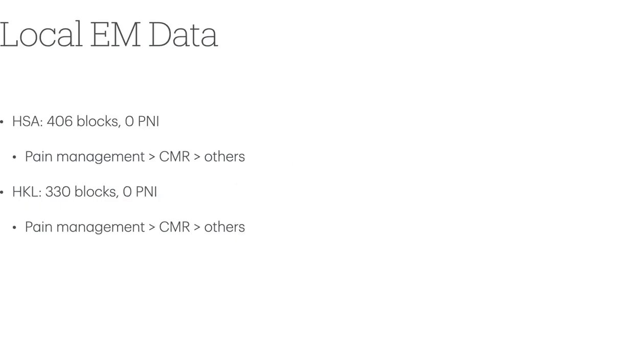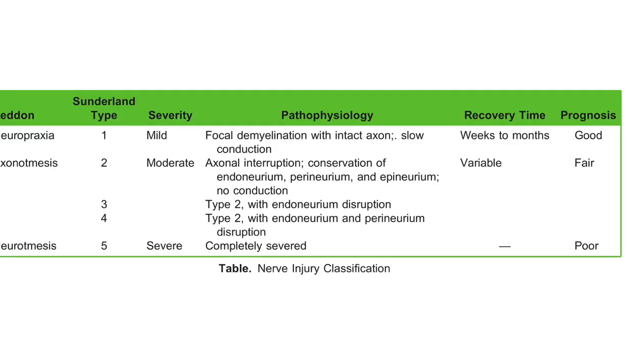So what about our local data? In terms of HSA and HKL, over almost 700 blocks, 0 peripheral nerve injury cases. And the majority of these were done for pain intervention, followed by CMR. You cannot run away from PNI without going back to the textbook, the Seddon and Sunderland classification of nerve injury. The majority of nerve injuries related to RA will be neuropraxia. Some may be axonotmesis. But if you ever tell me that a patient gets neurotmesis, where the nerve is completely severed from a regional anesthesia technique, I think my jaw will drop to the floor.